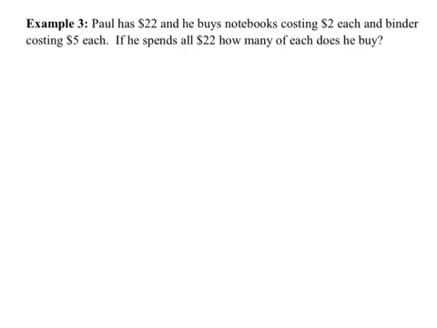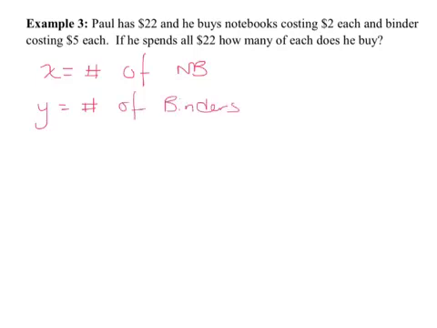So let's start by saying that, for example here, X is the number of notebooks purchased, and Y is the number of binders. So again, notebooks are $2 each. So $2 times the number of notebooks plus $5 per binder times the number of binders has to give us a total of $22. He spends all his money, so it equals 22. If there was change, the problem would be different.